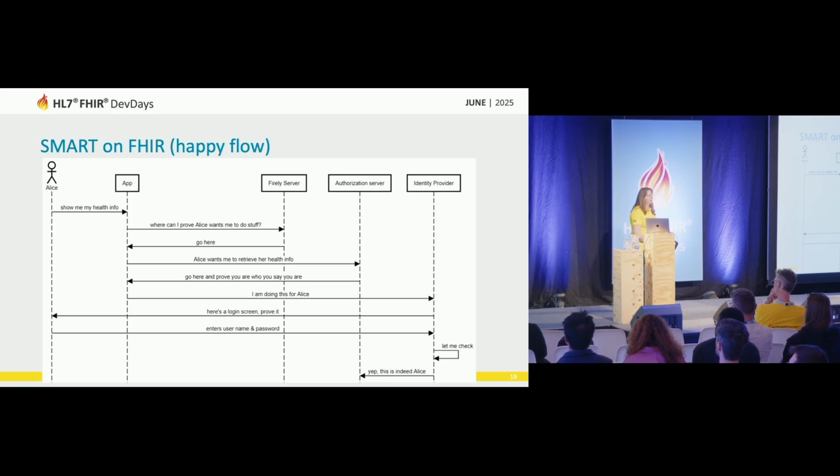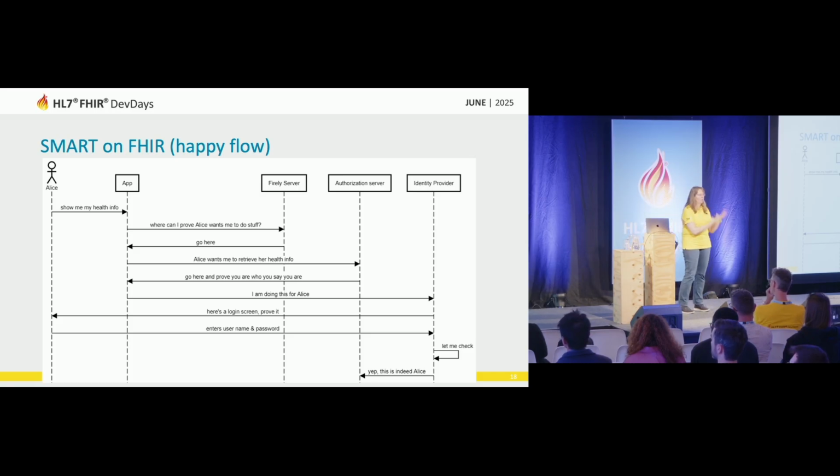The authorization server says, that's nice that you want to have a token, but you first need to prove that you are doing this on behalf of Alice. And of course, Alice then would need to prove that she is actually Alice. So the app says, I'm going to do this for Alice to the identity provider. And now the important step is there.